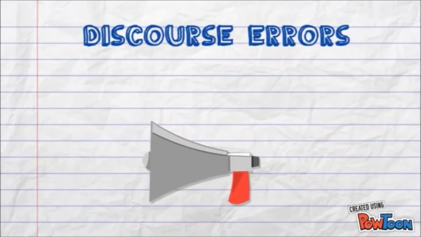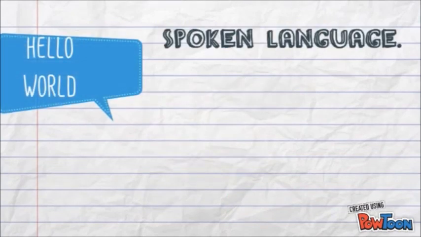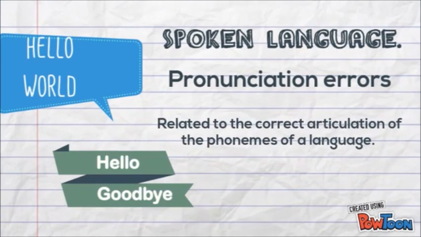And the third one, discourse errors. Those are errors in the way sentences are organized and linked in order to make a whole text. For example, in the sentence, I never have gone to that church. So students make mistakes in the word order, since the correct way to say it is I have never gone to that church. Regarding spoken language, there are pronunciation errors. Those are related to the correct or the wrong articulation of the phonemes of a language.